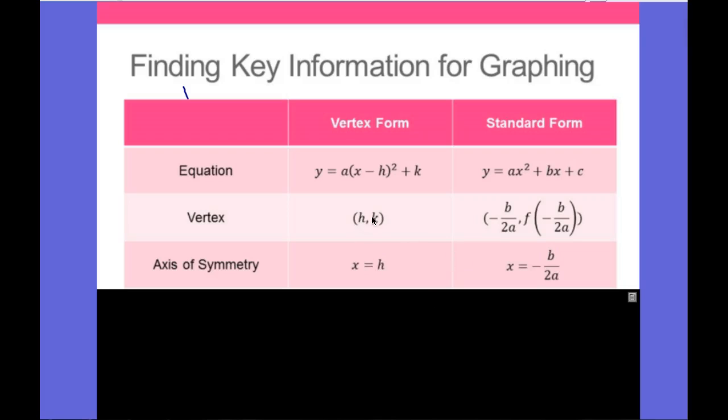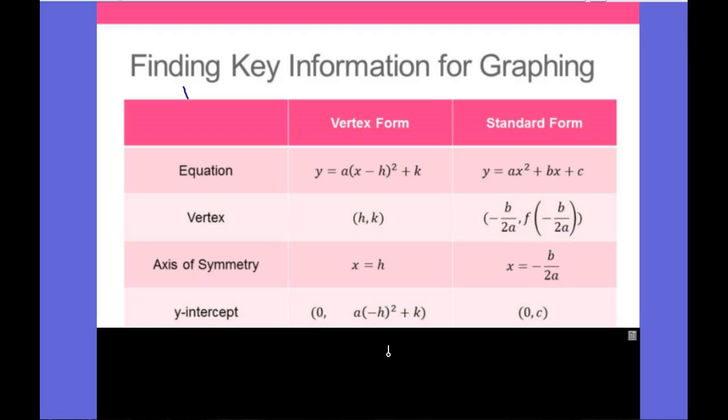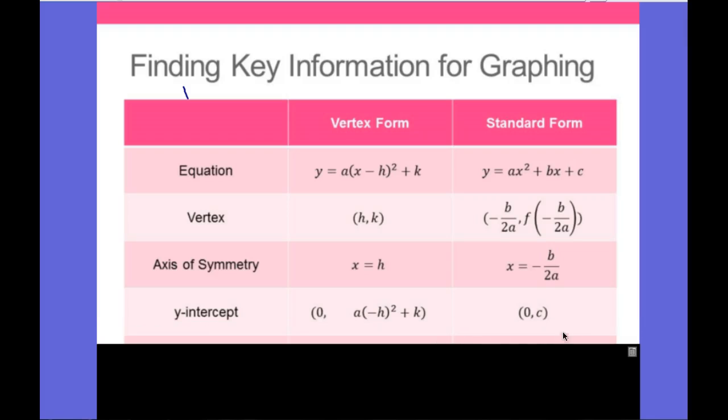The axis of symmetry is always the x-coordinate of the vertex. The y-intercept in standard form is easily seen as c. So the y-intercept in standard form is (0, c). The y-intercept in vertex form requires you to plug 0 in for x and simplify.